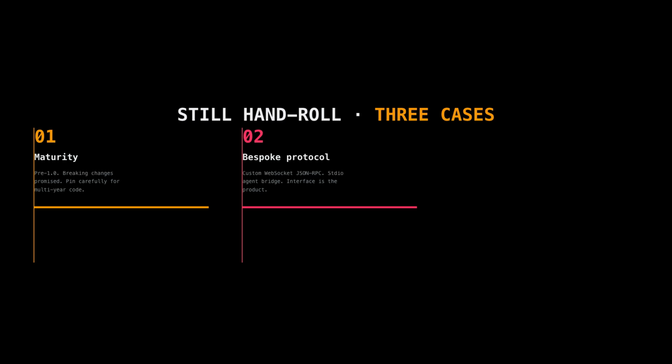Second, a bespoke protocol. My dashboard needed a custom WebSocket JSON RPC channel and a standard input-output bridge, so AI agents could talk to it directly. No framework is going to hand you that. When your interface is the product, you own it. Third, the minimum viable tool case. If you just need one local, single-user page, my exact situation, a hand-rolled server can be simpler than adopting a whole framework. The framework shines at scale and team productivity, not necessarily at the smallest possible footprint.